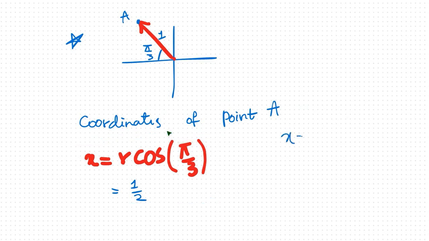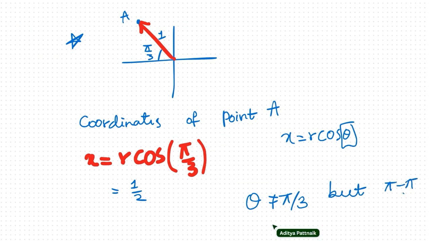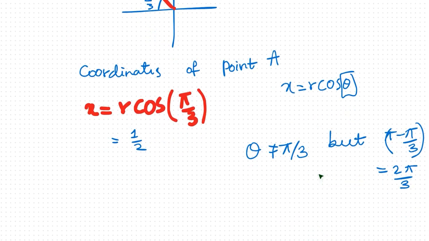See, what did I tell you? R cos theta, right? See, theta is not this angle. What is theta actually? The angle from the positive x-axis, from here to here. This is theta. So theta here is not pi by 3, but how much? 120. So 2 pi over 3. Pi minus pi by 3, or 2 pi by 3, or 120 degrees.